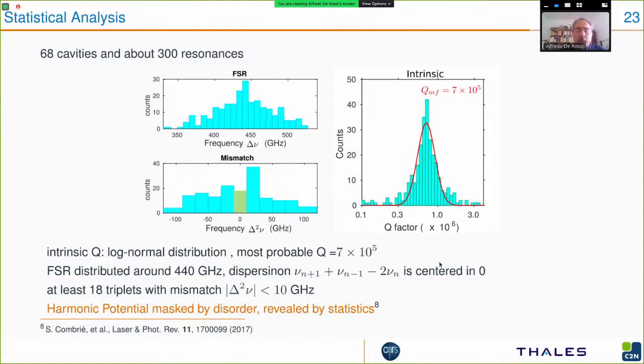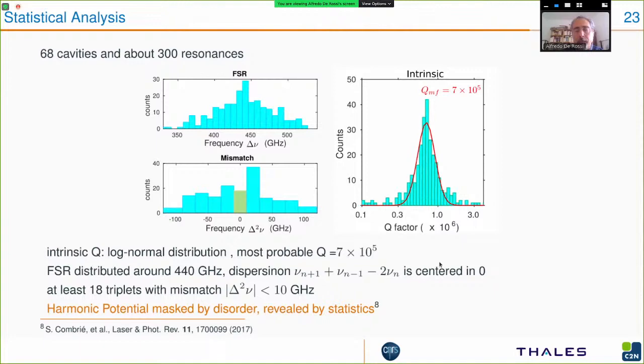700,000. But more importantly, we focused on the mismatch between the resonances. And the mismatch is the deviation from a perfectly regular free spectral range. So as you can see in the statistics, we have a mean value of the mismatch that is 0, which means that in theory, if we had no fabrication tolerances, this cavity would have modes that are equally spaced. But because of disorder, this mismatch tends to fluctuate with a typical deviation that is about 50 gigahertz.